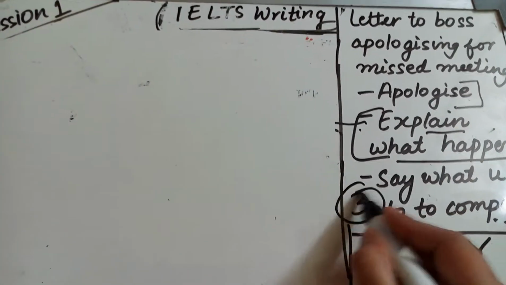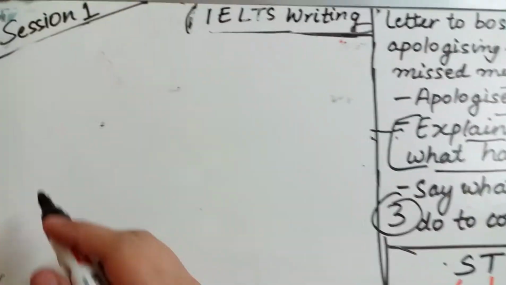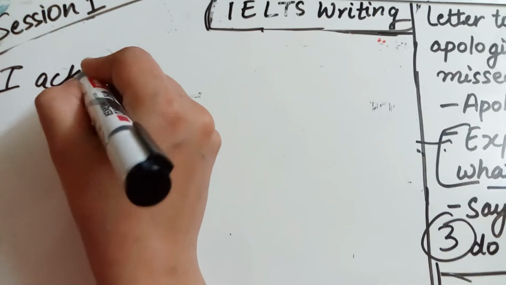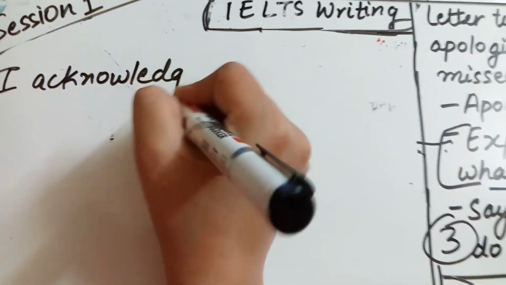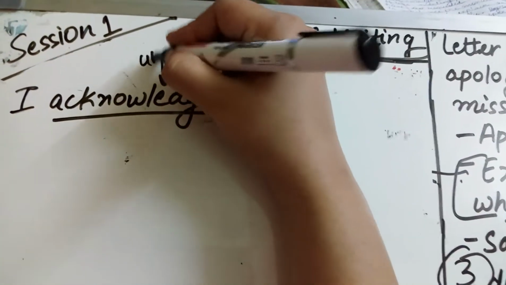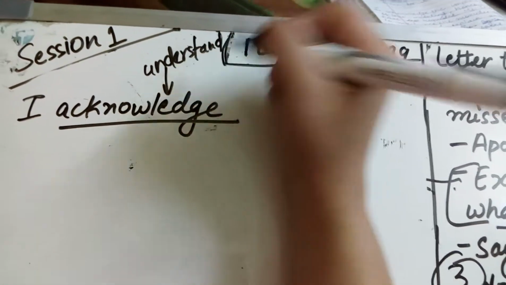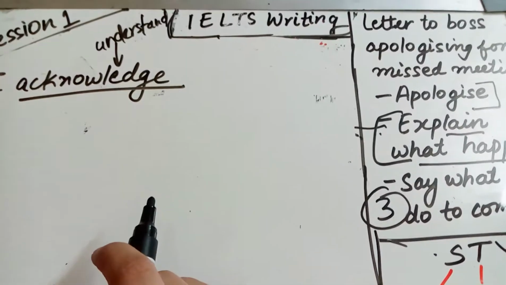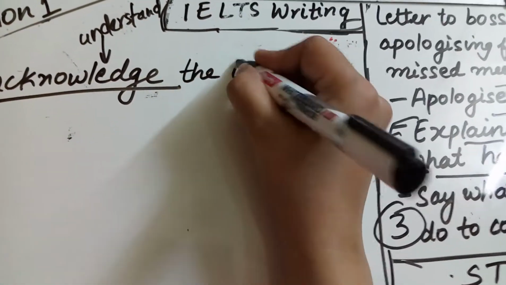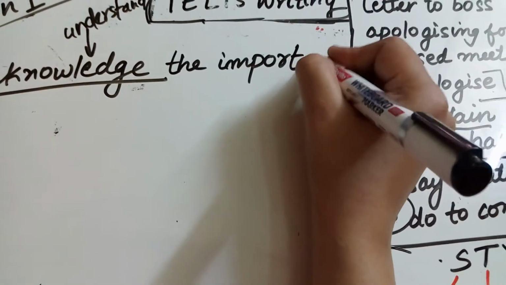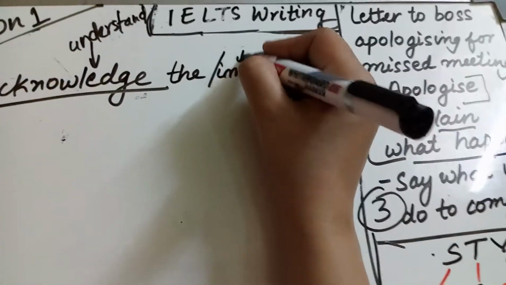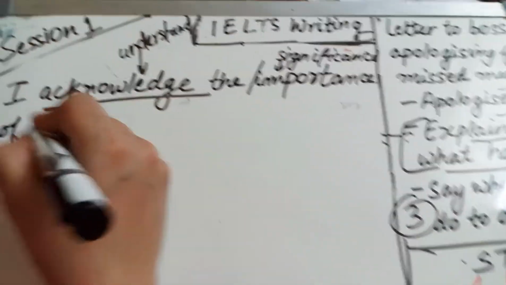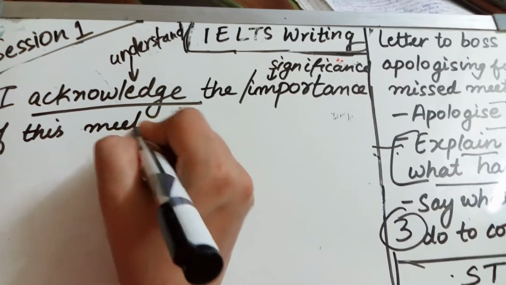Now talking about the third bullet point, say what you will do to compensate. Now, "I acknowledge". We may use the word "understand" also, but wherever you can use a good or a better word than the other, I advise you to do so. I acknowledge the importance, or you may write significance, of this meeting.